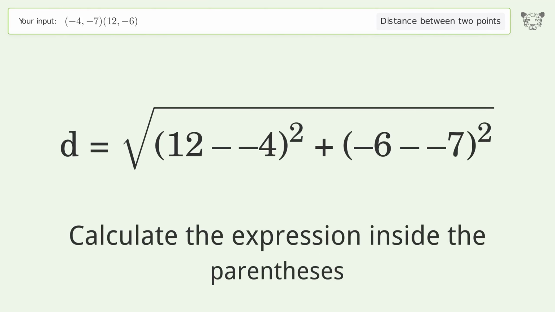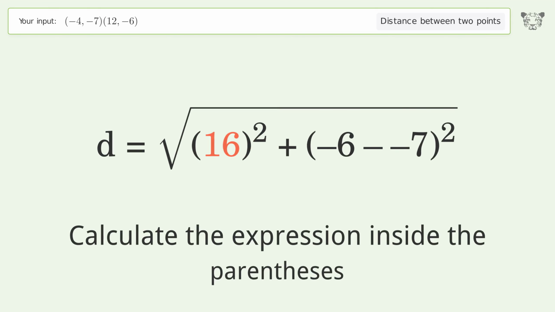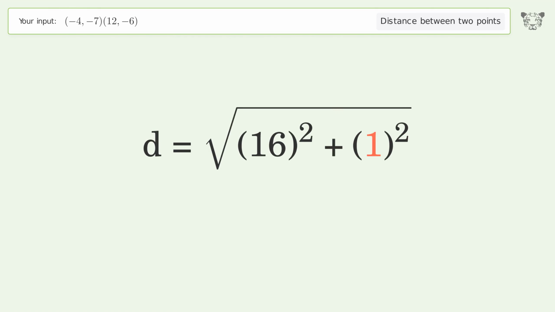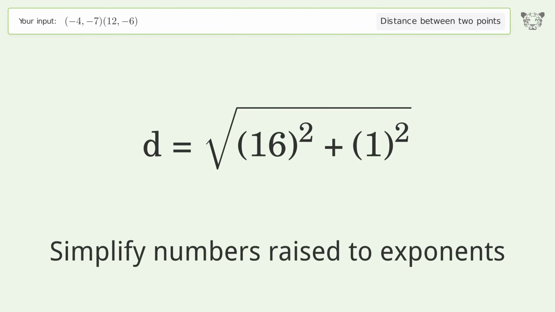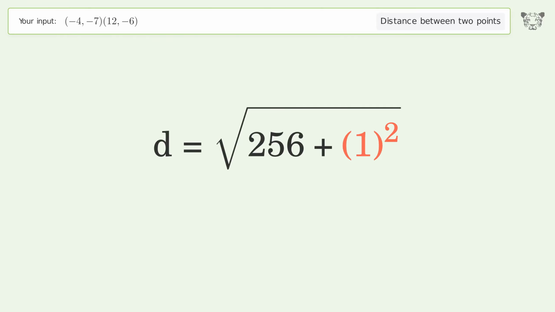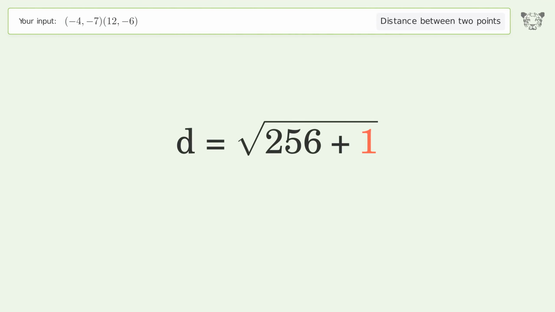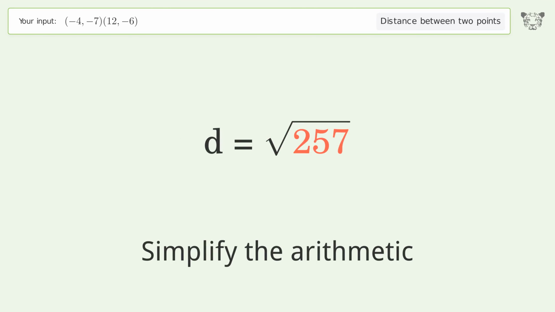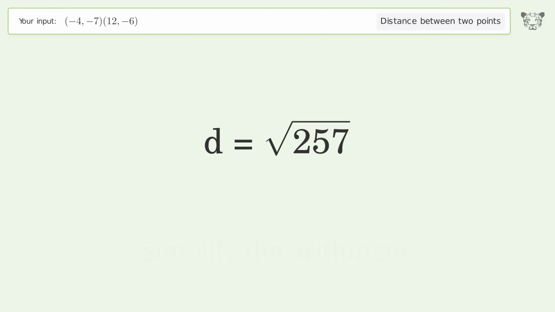Calculate the expression inside the parentheses. Simplify numbers raised to exponents. Simplify the arithmetic. And so the distance between the 2 points is the square root of 257, or 16.031.